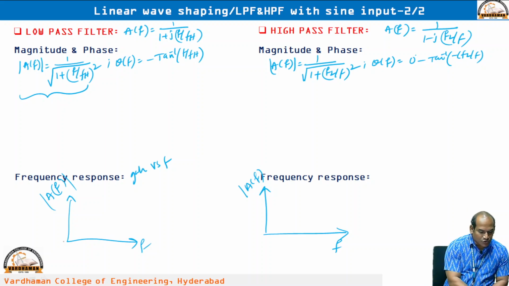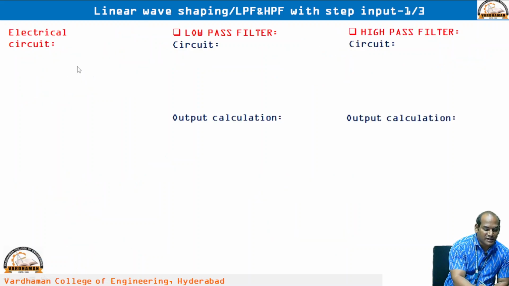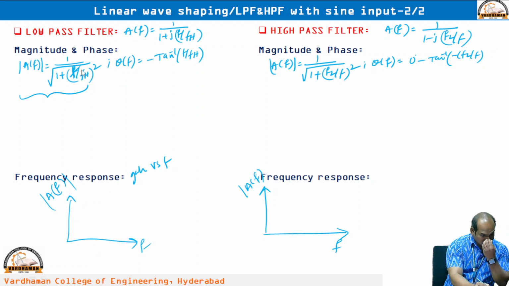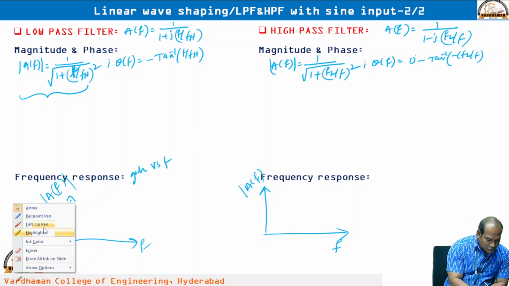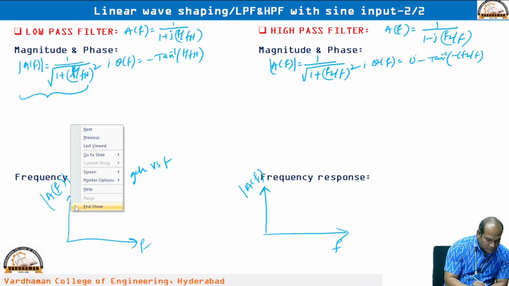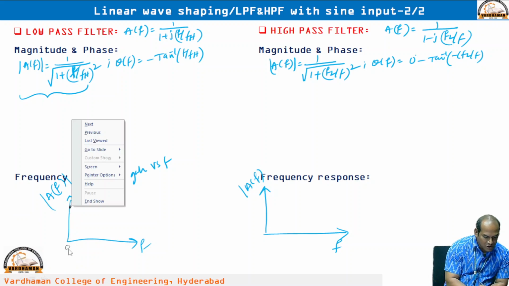At f is equal to 0, see this equation. At f is equal to 0, what is happening to the gain? F is equal to 0 means 0 by fh is 0. I am substituting f is equal to 0. So, 0 by fh is 0, 0 square is 0, 1 plus 0 is 1, root 1 is 1, 1 by 1 is 1. That means you are getting gain equal to 1 at f is equal to 0.